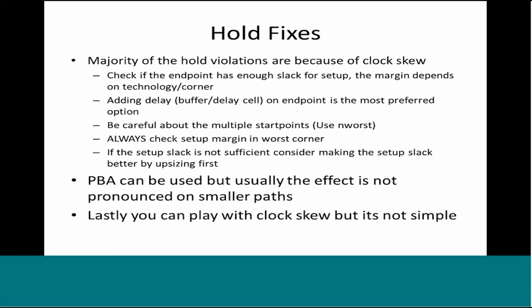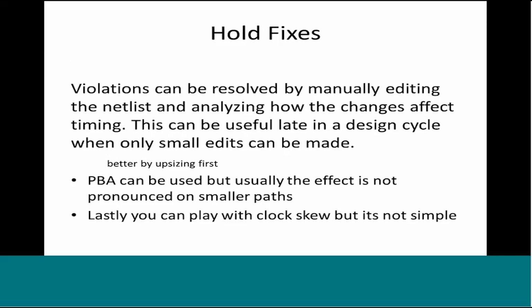So by making the path faster, you are improving this ratio, and you are giving yourself more setup margin to play with. Again, PBA can be used, but for paths with less logic depth, and hold paths are usually like that. Very rarely will you find a hold path in a single clock domain which has more than three or four logic depth. The smaller the logic depth, the less margin you have in PBA. PBA will not give you a lot of advantage, and sometimes none at all. Lastly, you can play with the clock skew, but be careful about it. This is the last resort.